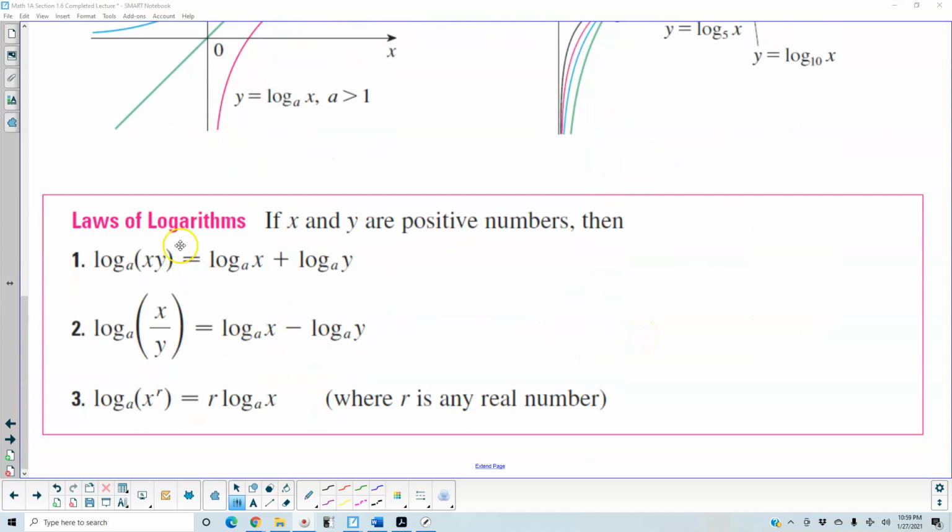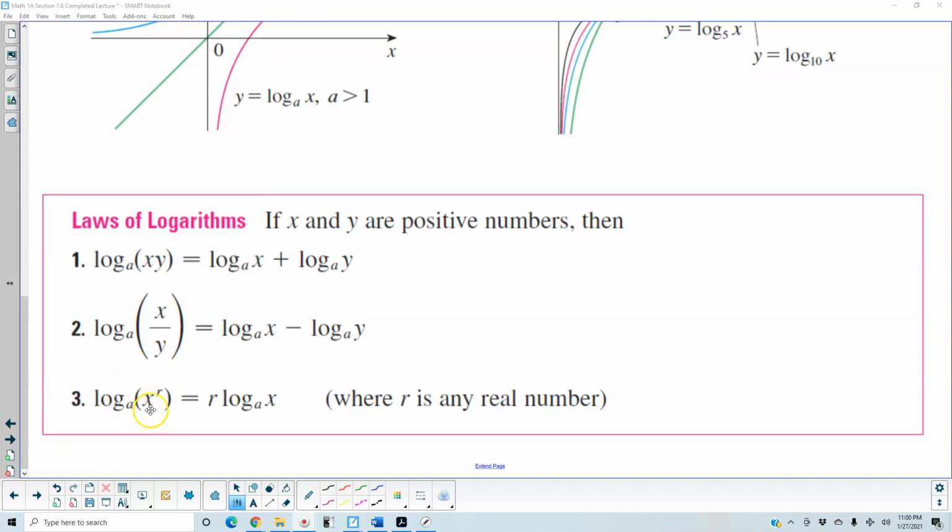Now, we also want to go over the laws of logarithms. If x and y are positive numbers, then the first one we can say is log base a of xy equals log base a of x plus log base a of y. Number 2, log base a of x over y equals log base a of x minus log base a of y.